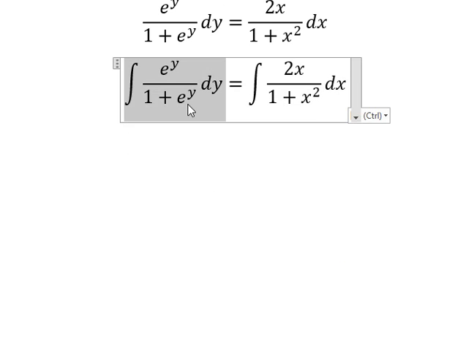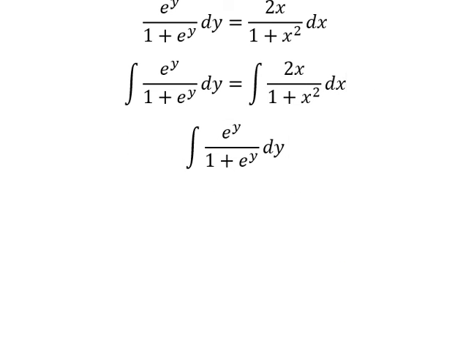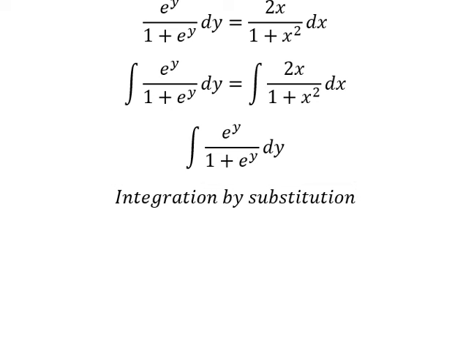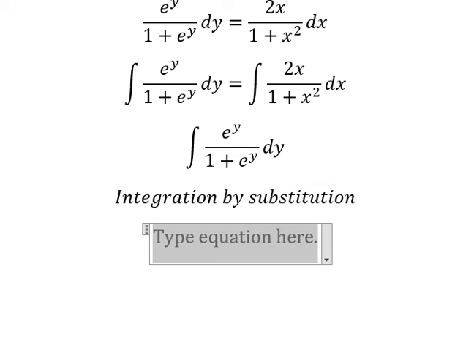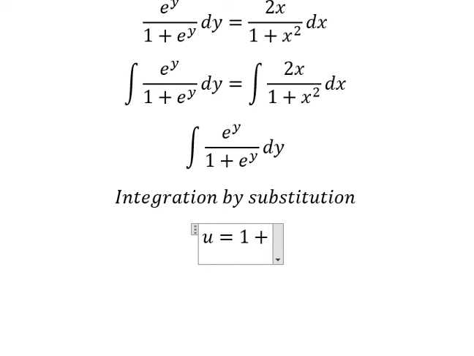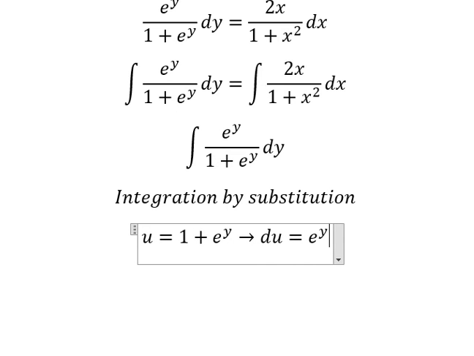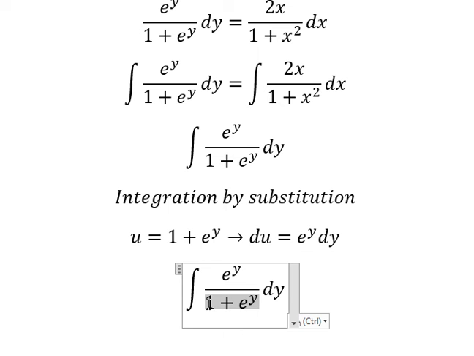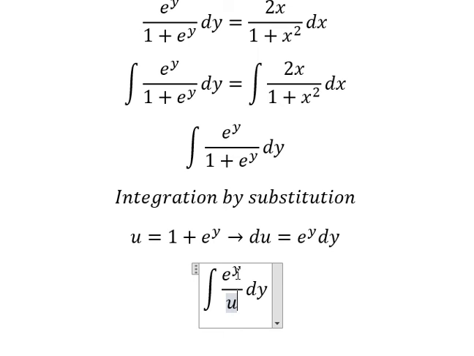Now I will concentrate on this one. We need to use integration by substitution. So I will put u equal to 1 plus e to the power of y. Later we take the first derivative for both sides, and you get e to the power of y dy. This one we change by u. e to the power of y dy we change by du.